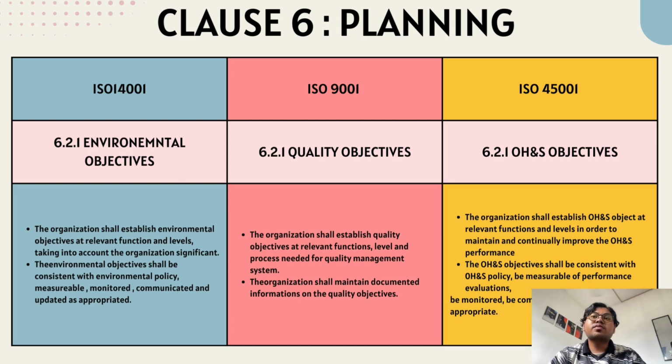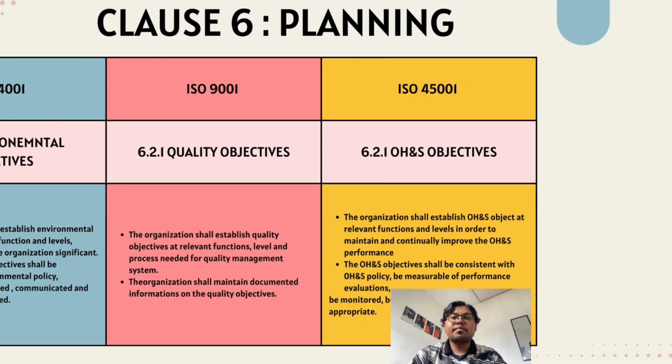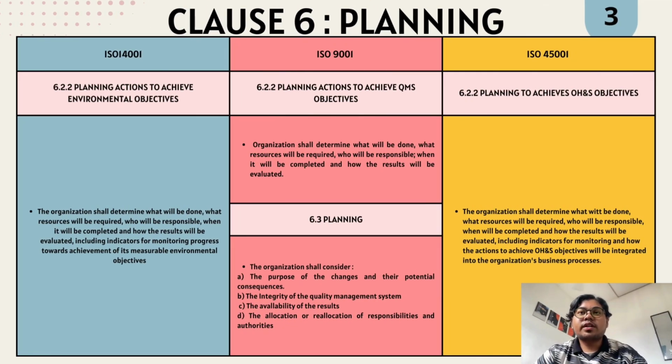And for ISO 45001, 6.2.1 OH objectives talks about the organization should establish OH&S objectives at relevant functions and levels in order to maintain and continually improve the OH&S performance. So it should be monitored, be communicated, and be updated as appropriate. Okay, next, ISO 14001, ISO 9001, ISO 45001 have a similarity too at 6.2.2, but only ISO 9001 has 6.3.